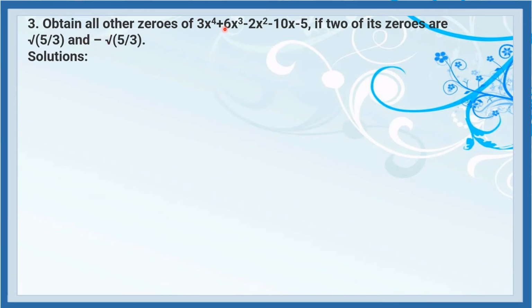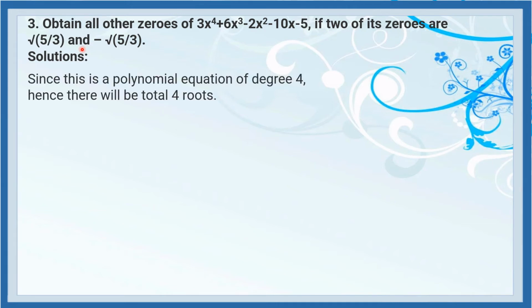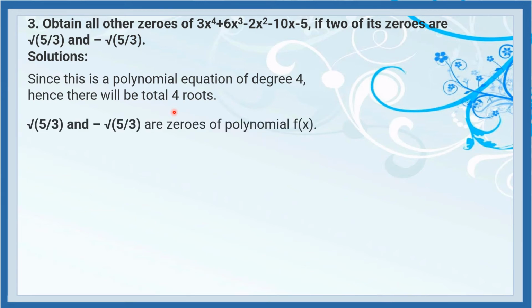Obtain all other zeros of 3x power 4 plus 6x cube minus 2x square minus 10x minus 5 if two of its zeros are root of 5 by 3 and minus root of 5 by 3. See here, since it is a biquadratic polynomial, we get 4 zeros, isn't it? x power 4, degree is 4, so 4 zeros will be there. 2 have been given and we need to find the other two roots. See here, root 5 by 3 and minus root 5 by 3 are the zeros.